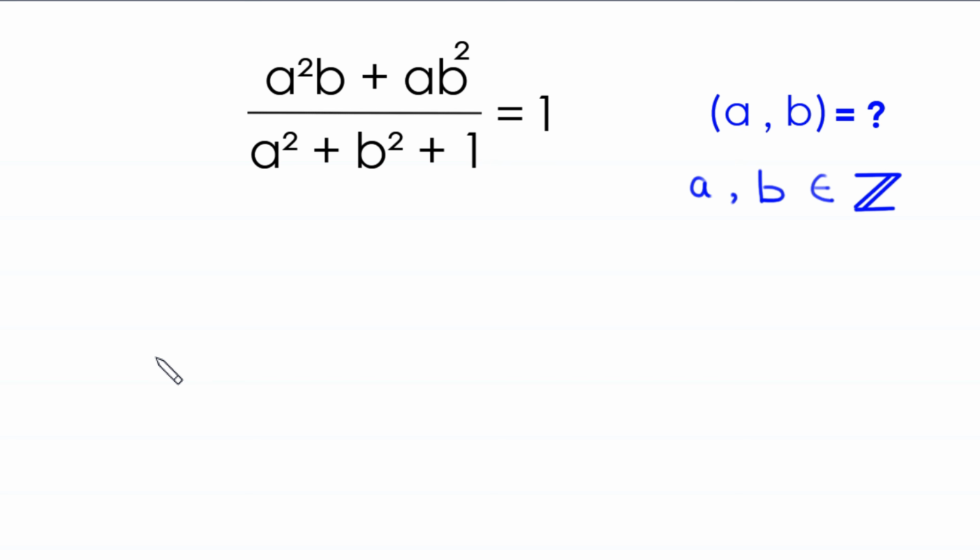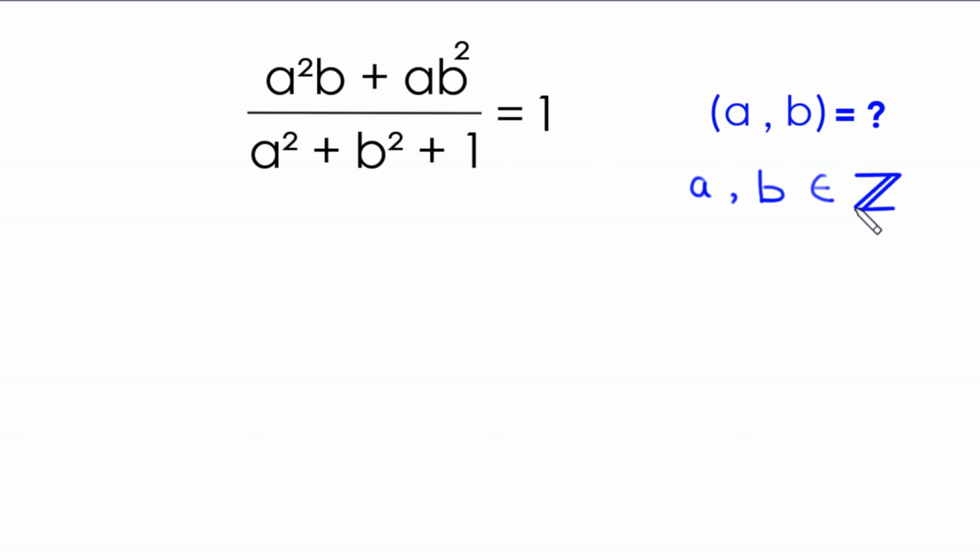Hello everyone, welcome to how to solve this very nice algebra equation: (a squared b plus ab squared) divided by (a squared plus b squared plus 1) equals 1. Our job is to find all possible values of a and b such that a and b are integers.